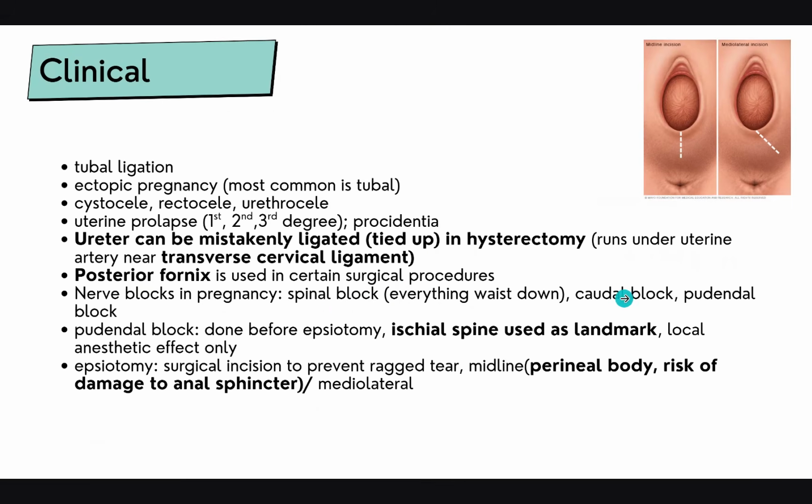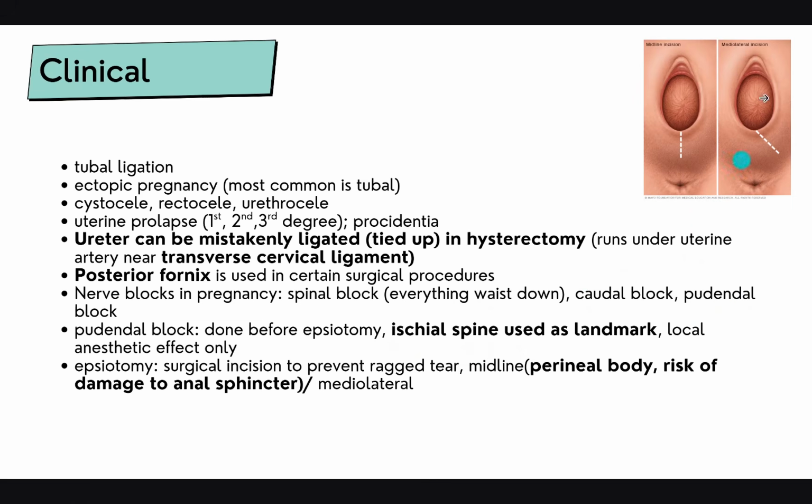And then you have the caudal block, which blocks the pain from everything inside the pelvic cavity. And then we have the pudendal block. The pudendal block blocks only the pudendal nerve. Now, where's the pudendal nerve? As we said, the pudendal nerve is near the ischial spine. So the doctors palpate the ischial spine, use it as a landmark, insert the injection near that, and the pudendal nerve is blocked. Why this is done is, again, to do episiotomy.